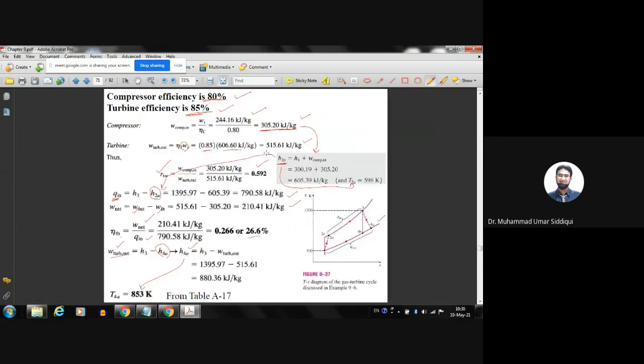Do you understand this part of the problem? Is there any step which is not clear? It's clear, sir.